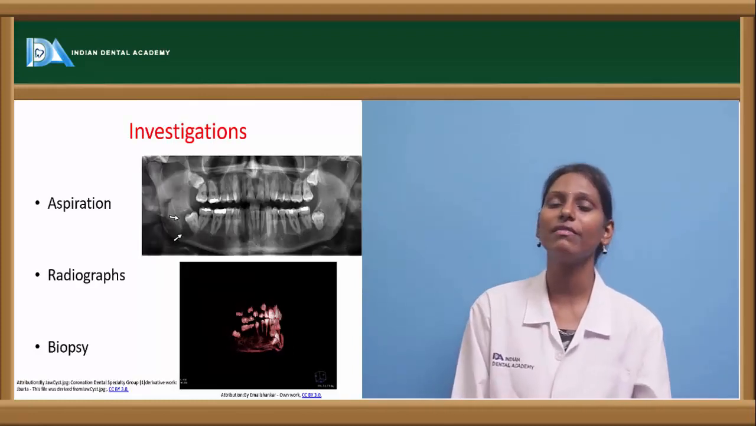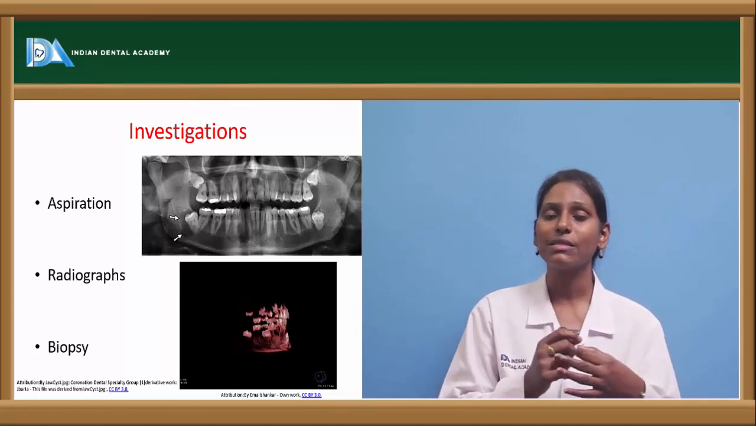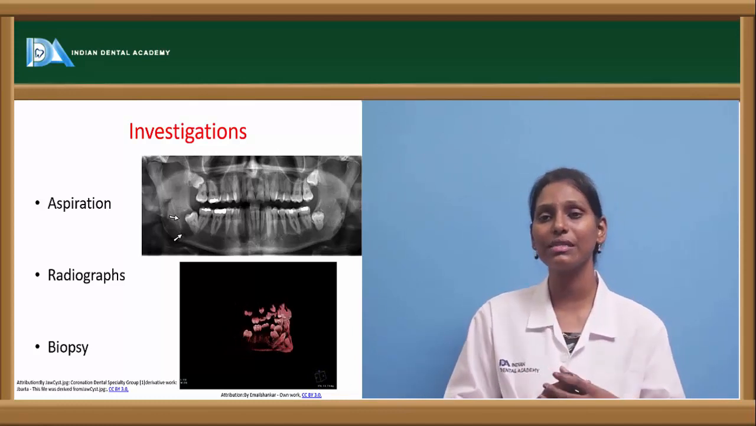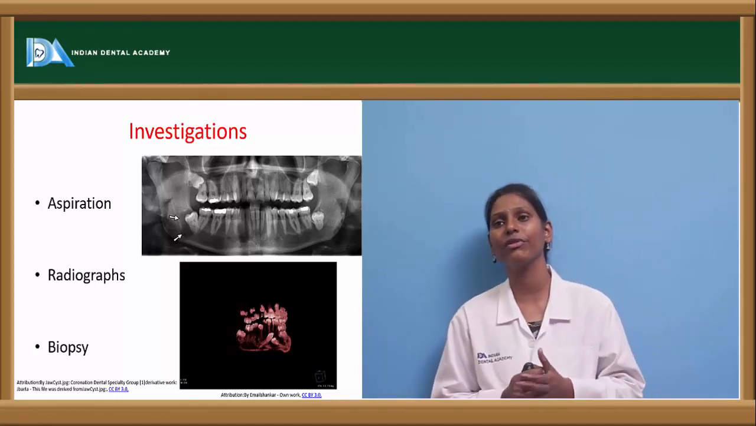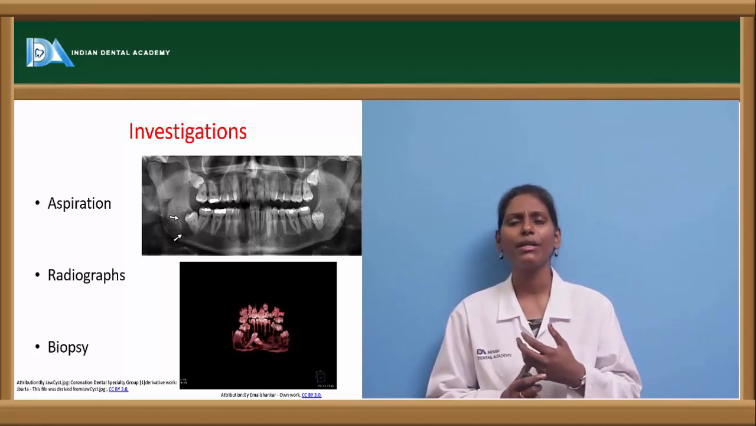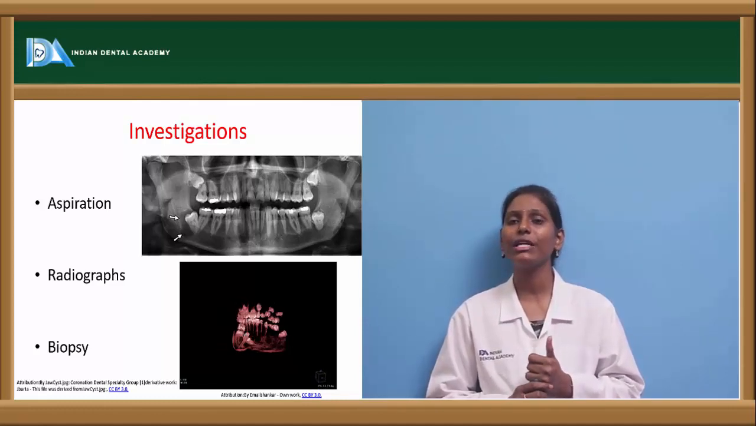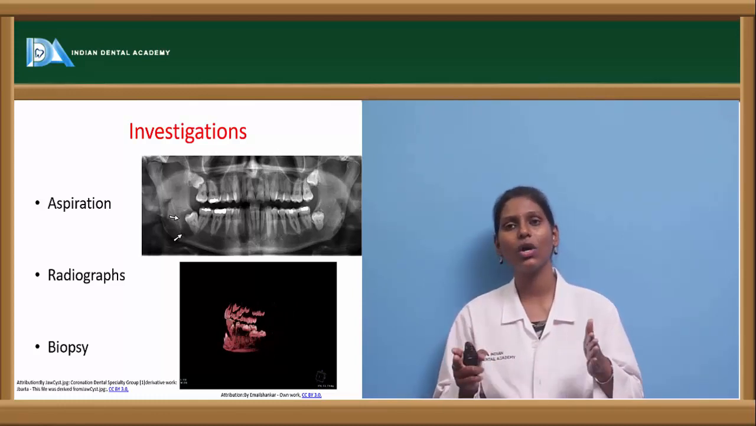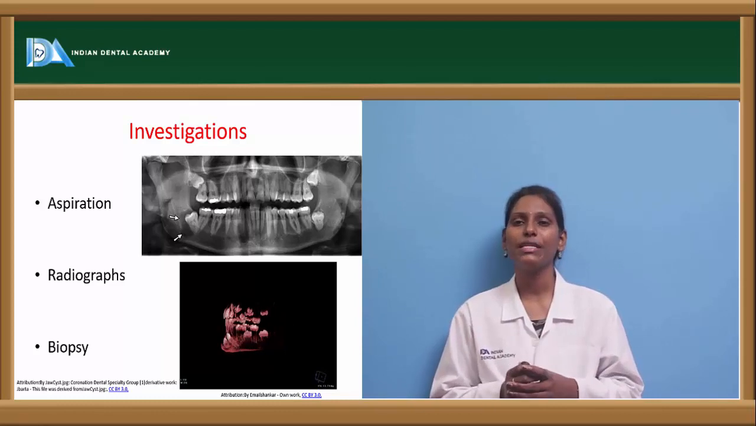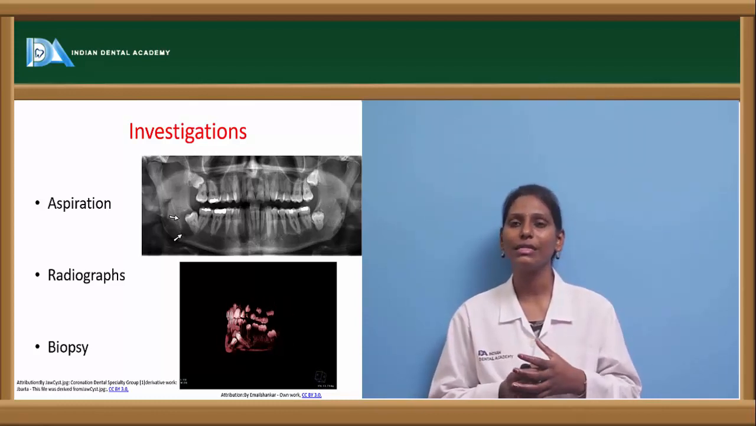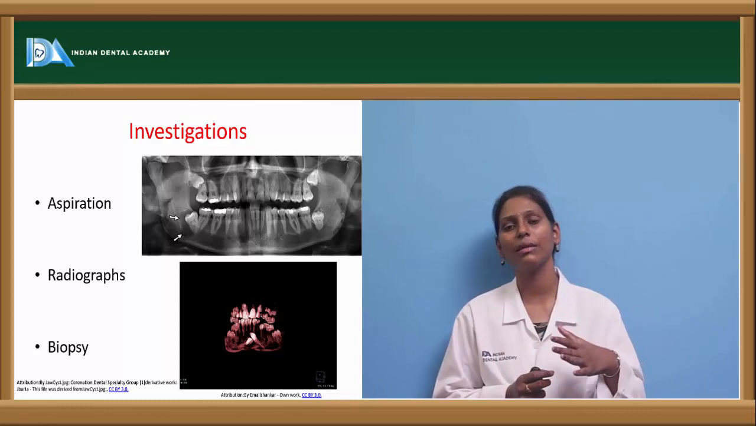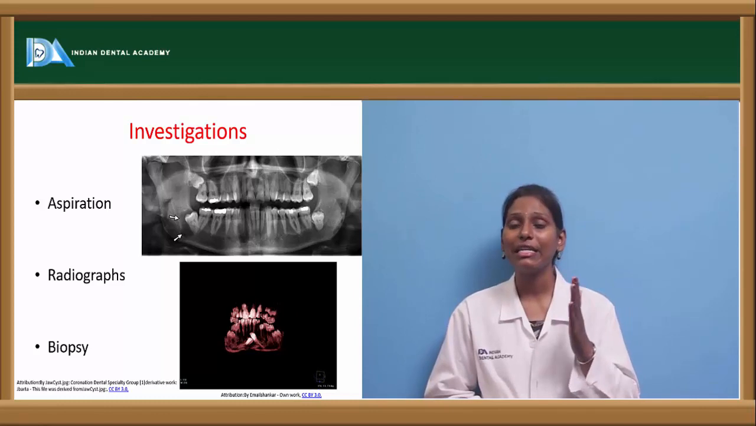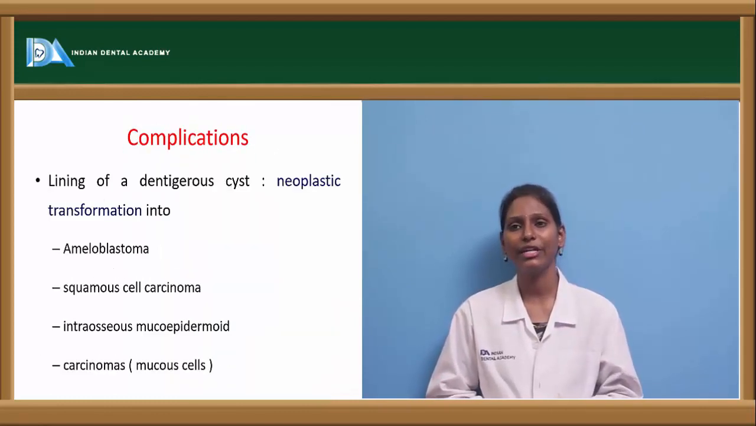And we have various investigations like aspiration. On aspiration of a dentigerous cyst, straw-colored serosanguinous fluid is usually obtained. The OPG, orthopantomograph, is very useful. We can also go ahead with an occlusal radiograph to see any bilateral cortical plate expansion, and we can do an incisional biopsy, or the complete excised cyst can be sent for histopathological investigation to determine if any malignant changes have been occurring in this dentigerous cyst.